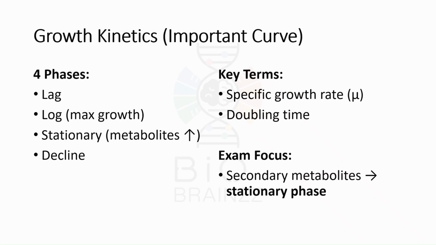Growth in suspension culture follows a typical curve with four phases: lag, log, stationary, and decline. In lag phase, cells adjust. In log phase, rapid growth happens. In stationary phase, growth stops but metabolite production increases. For exams, remember that secondary metabolites are mostly produced in the stationary phase. Also, terms like specific growth rate and doubling time are important and can be asked directly in MCQs.